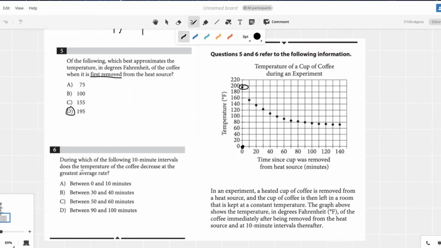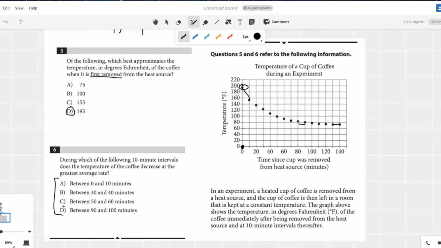Number 6, during which of the following 10-minute intervals does the temperature of the coffee decrease at the greatest average rate? This is basically asking us to find during which of these intervals the slope is the smallest. If you look at this graph, you'll see that the farther along it goes to the right, the less it changes between the 2 points. For example, the difference between these last 2 points is very small. These points are practically on the same level, right? There's not much of a drop. However, in this first interval, the drop from this point to this point is massive, almost 20 degrees Fahrenheit. You can tell that the further right it goes, the less it drops, just by looking at this graph.